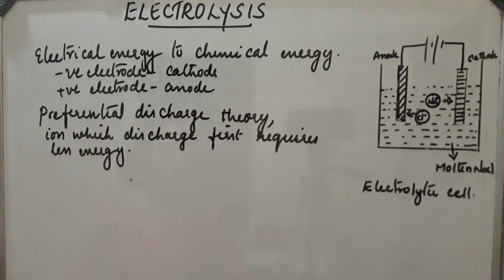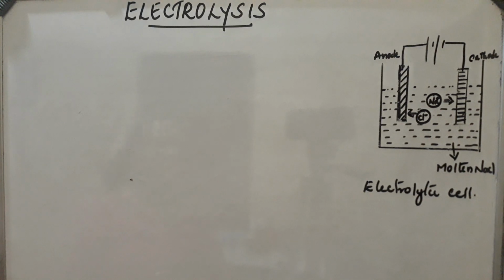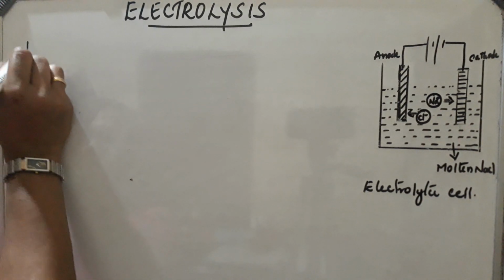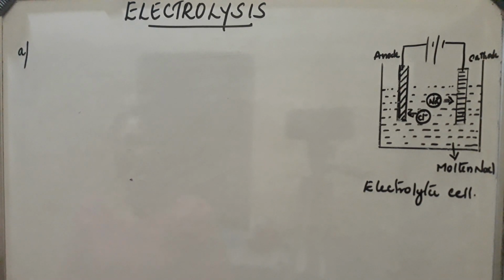Now let us see different types of electrolysis taking place depending upon the electrode and the solution we are using. The different types of electrolysis are taking place. Let us discuss one by one. First case, electrolysis of NaCl solution using inert electrodes.